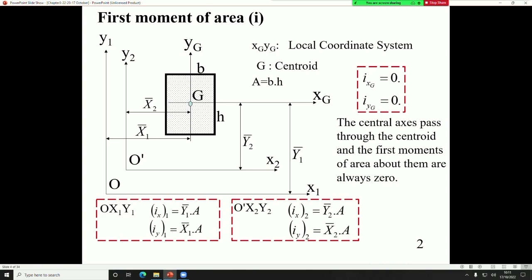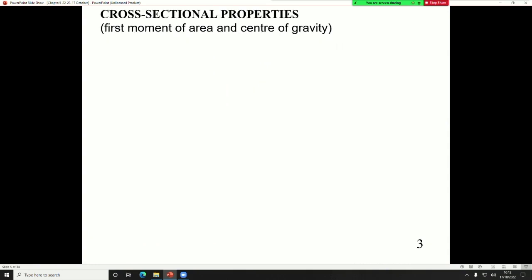So that is an informal way of defining the first moment of area. If you have no questions, I move on to slide number three. Slide number three, as I said, is the formal way of defining the first moment of area, and this is how they define it in the majority of textbooks.